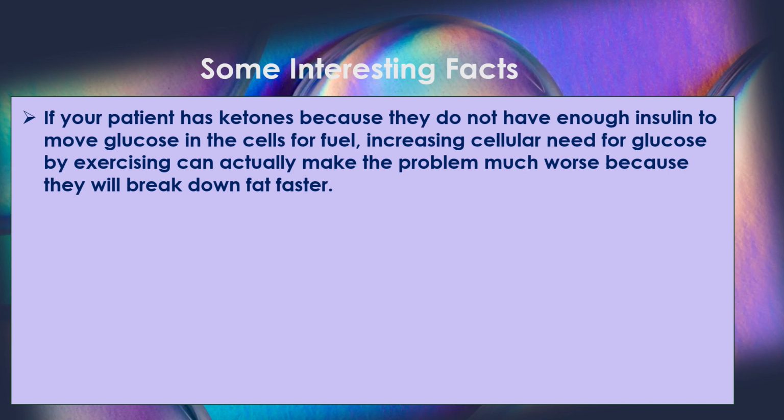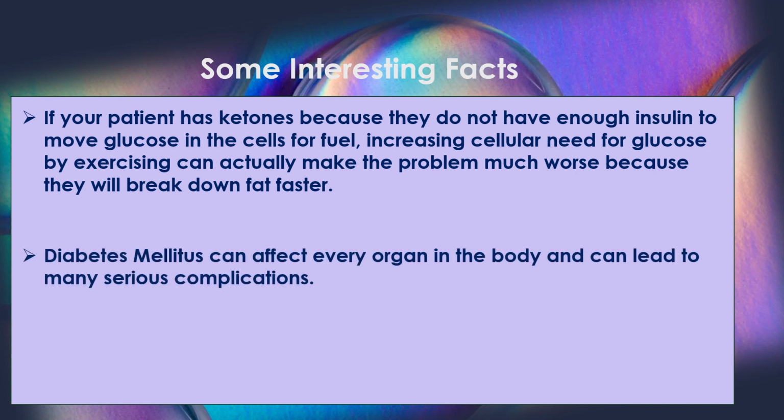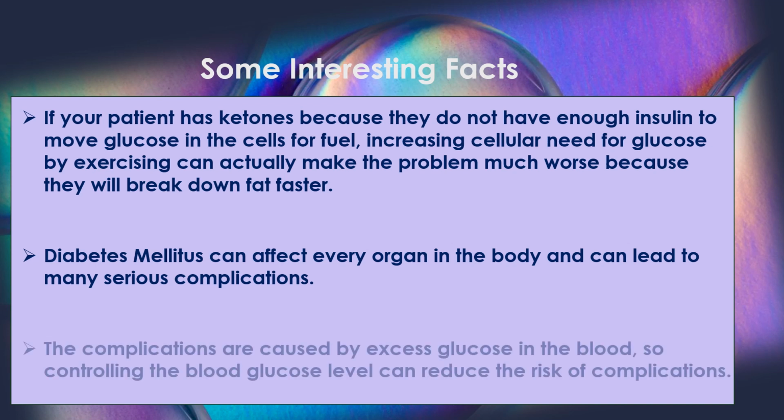If your patient has ketones in the urine because they do not have enough insulin to move glucose into the cells for fuel, increasing cellular need for glucose by exercising can actually make the problem much worse because they will break down fat faster. Diabetes mellitus can affect every organ in the body and can lead to many serious complications. The complications are caused by excess glucose in the blood, so controlling the blood glucose level can reduce the risk of complication.